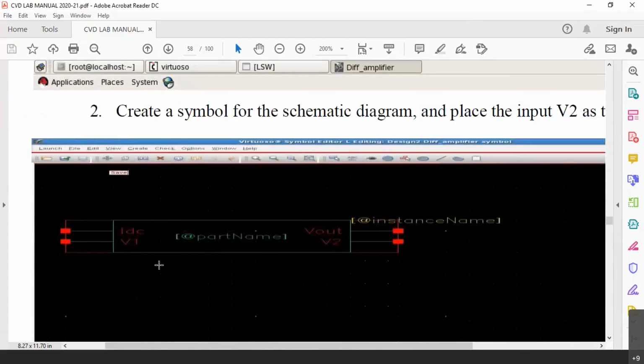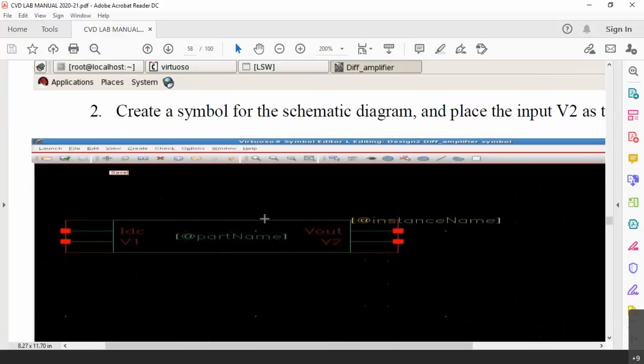You can see the default symbol that is available here. The tool generally gives a default rectangular box, because when you make a circuit diagram, you are giving the pins, and for the pins you are giving the directions as input and output. Based on that, the tool will give you a default rectangular box.